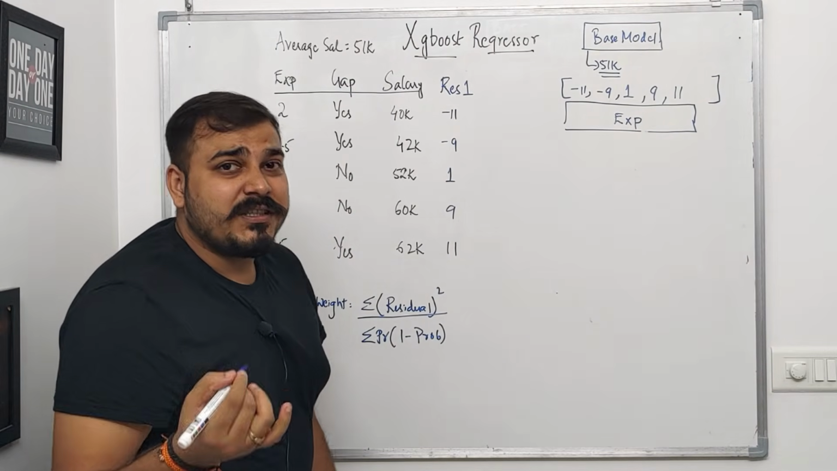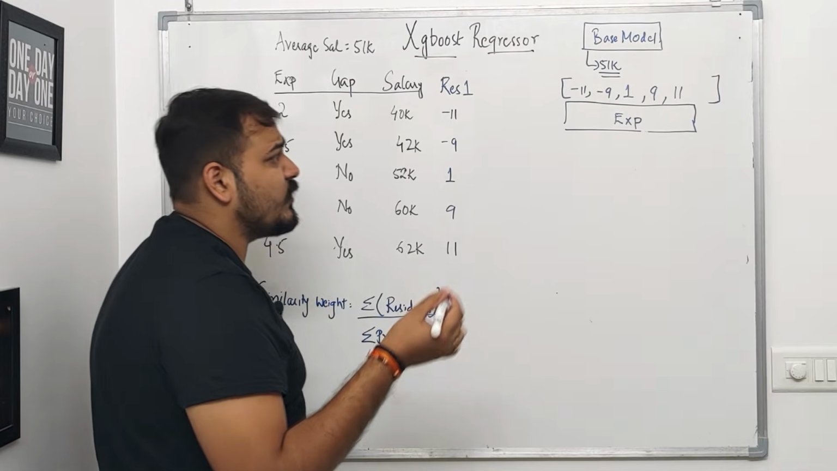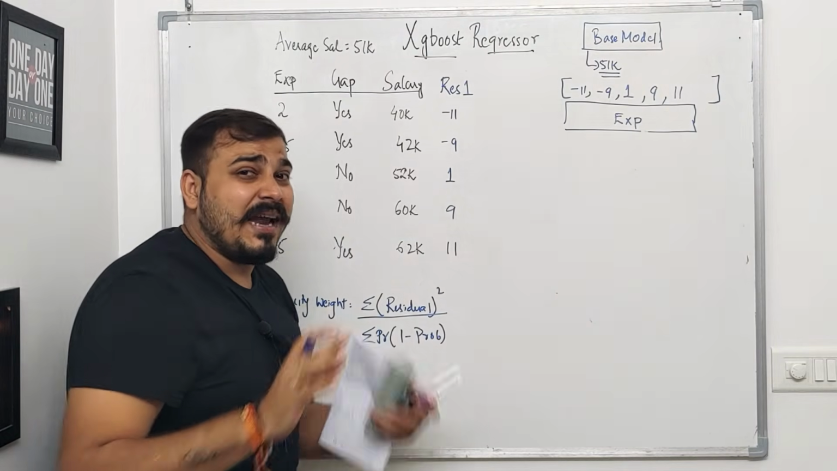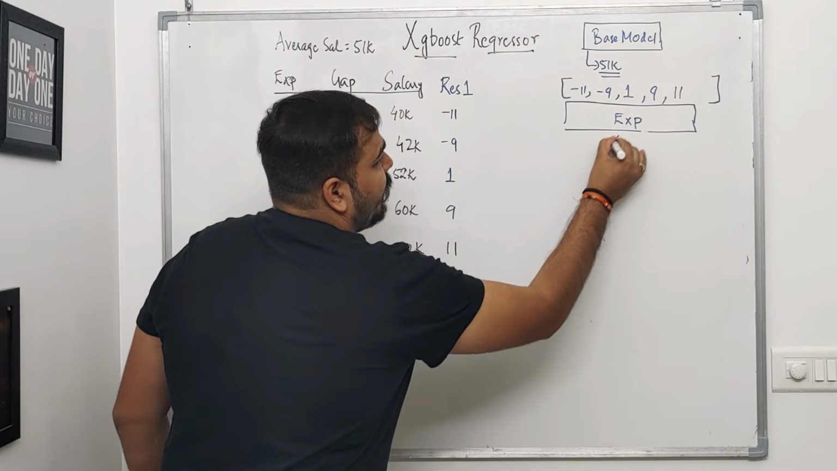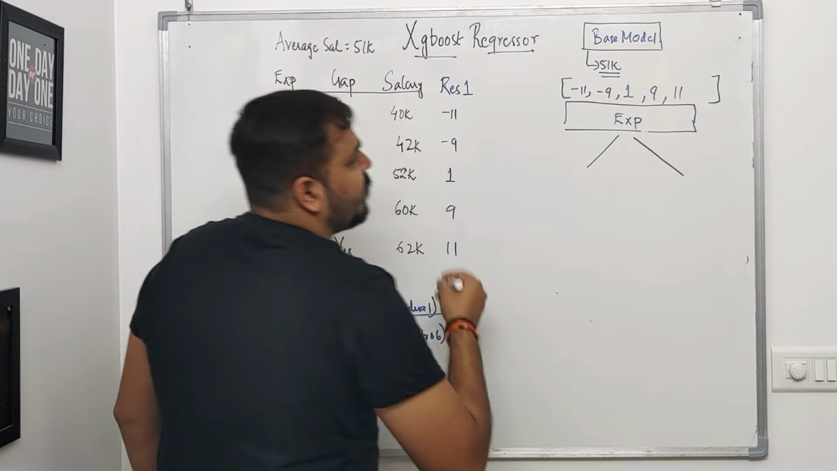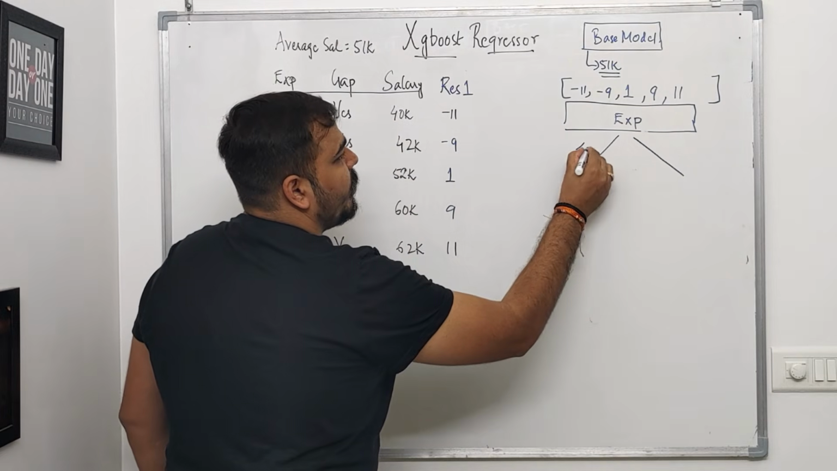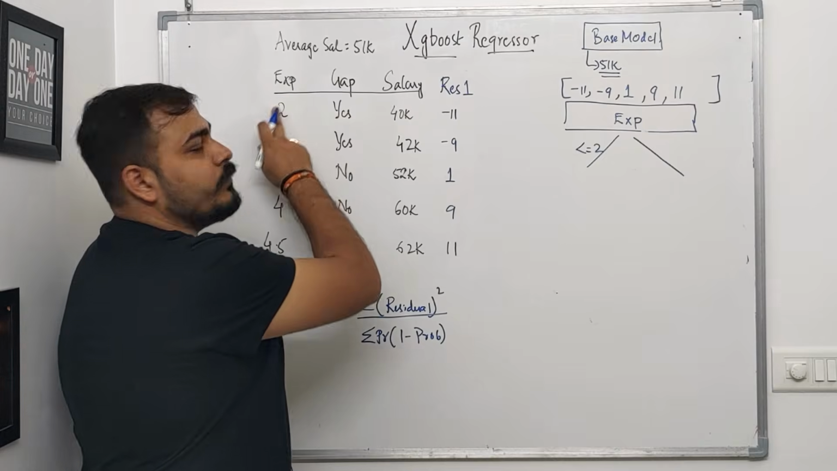So in a continuous feature, how is a decision tree constructed? Remember, in XGBoost, we create binary trees only. So here I will try to create a binary tree. For the first tree over here, I'll say that the condition will be less than or equal to the first record, that is 2.